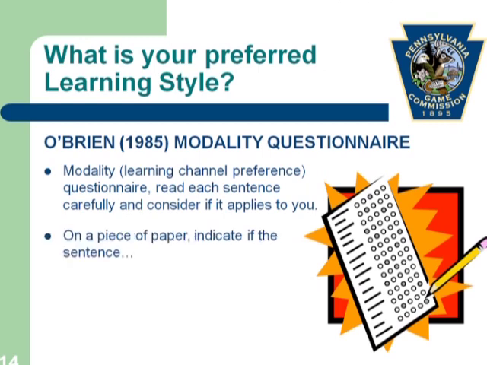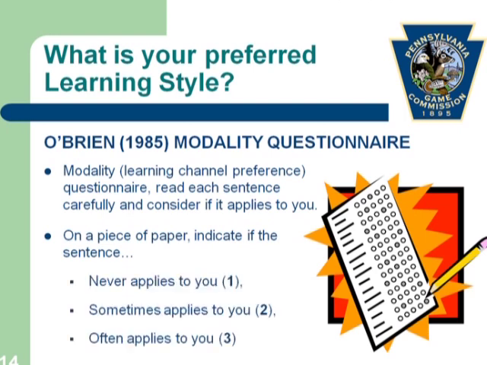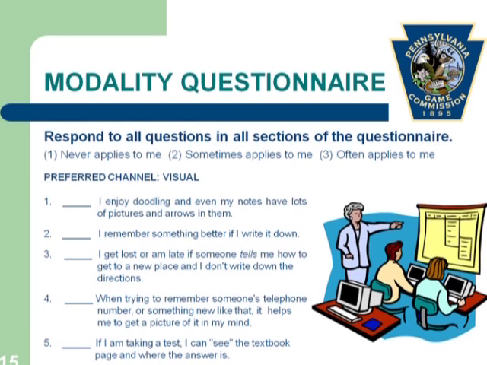On a separate piece of paper, indicate if the sentence never applies to you, mark with a 1, sometimes applies to you, mark with a 2, often applies to you, mark with a 3. We will start first with the visual preferred channel. Read each sentence and then, on the separate piece of paper, mark your answer.